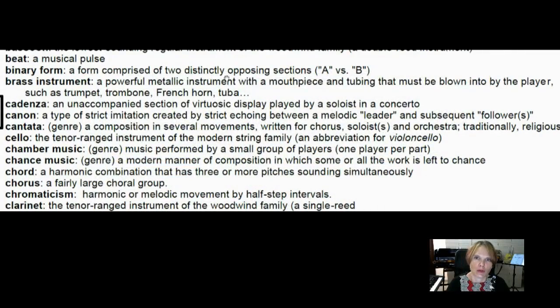A cello, you all know this, the violoncello or cello, the tenor-ranged instrument of the modern string family, an abbreviation for violoncello. So it's the same meaning. Chamber music, which is a genre, is music performed by a small group of players where each player plays one part of the music.